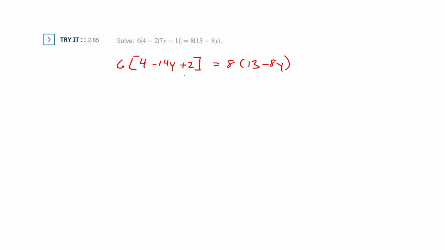Okay, got to sweep from inside the house to the outside of the house. So this gets me 6 minus 14y equals 8 times 13 minus 8y. Okay, now the inside of the house is clean here, but we got it now. We're ready to distribute. We're not clean all the way.